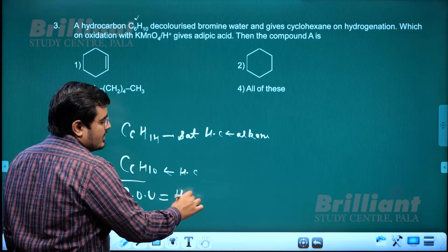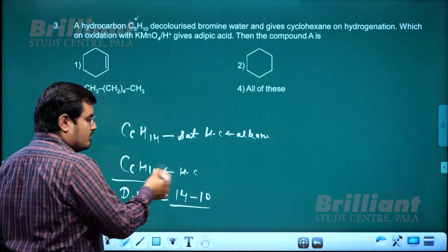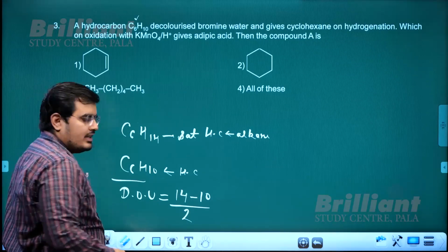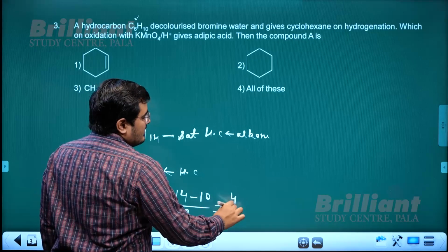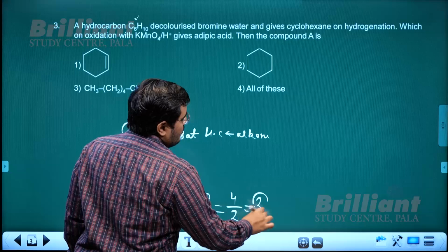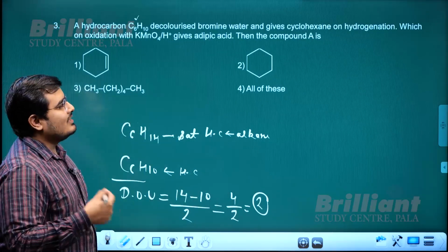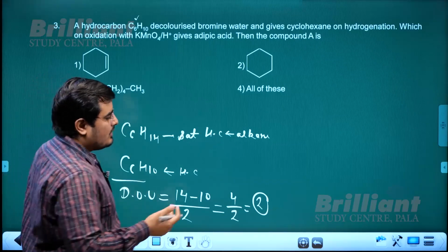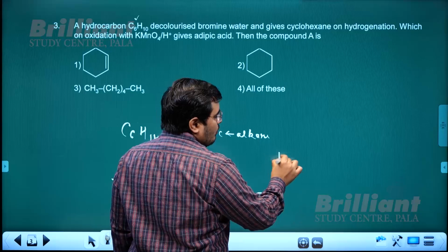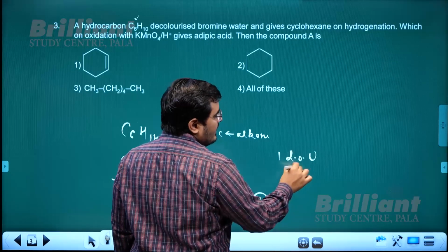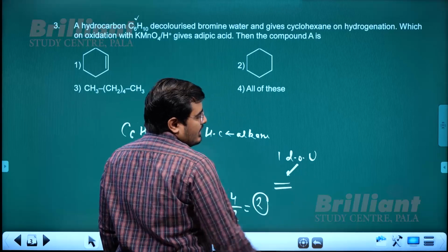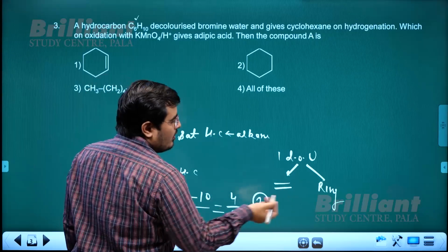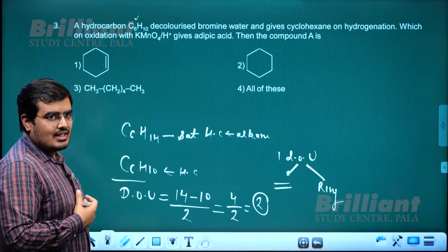So if I see how much is the difference in the number of hydrogens from the saturated hydrocarbon and divide by 2, I will get the degree of unsaturation. So in this case, 4 by 2 is equal to 2, and this compound has 2 as the degree of unsaturation. It is very clear from this example what 1 degree of unsaturation means. 1 degree of unsaturation means it can be a double bond or it can be a ring. So 1 double bond or 1 ring suggests 1 degree of unsaturation.